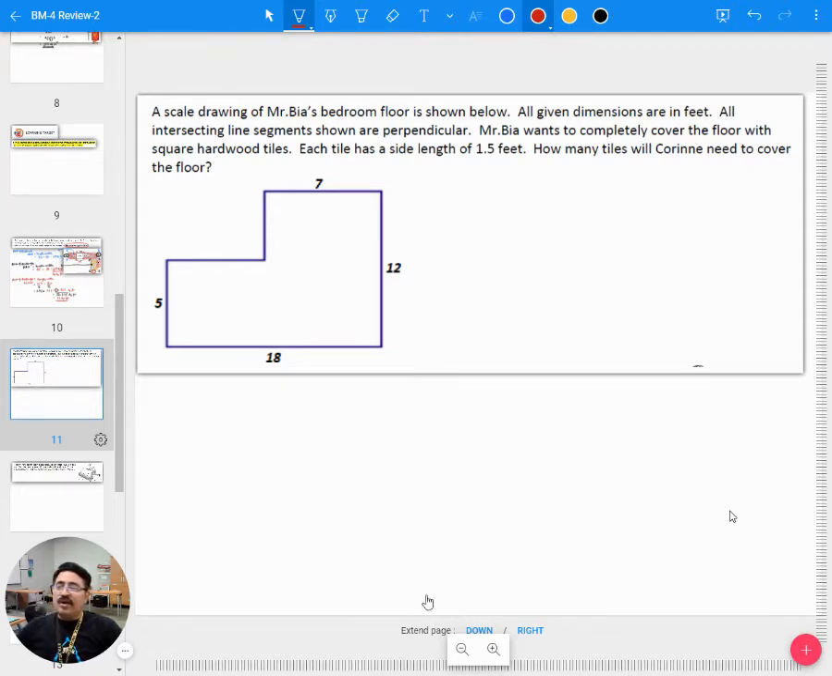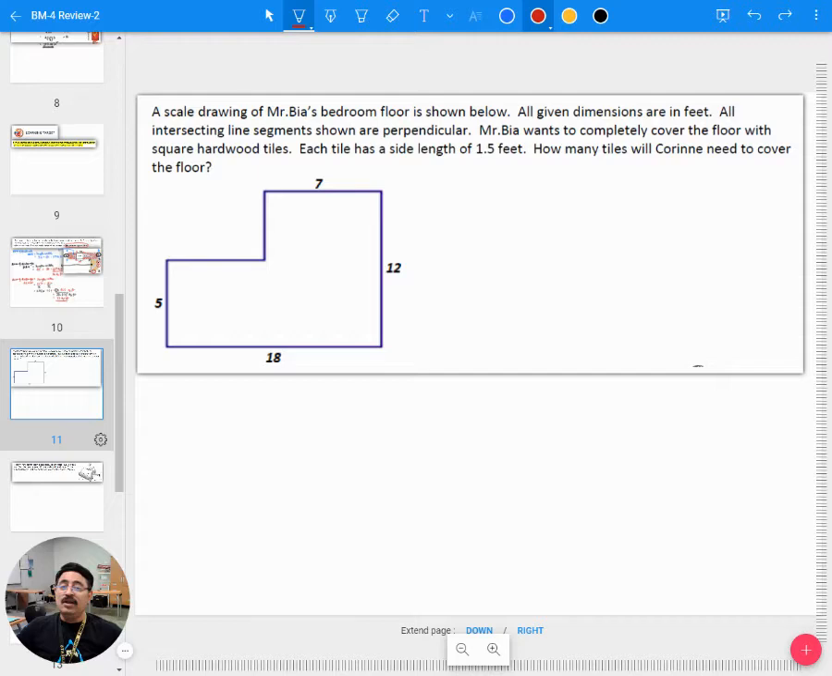A scale drawing of Mr. Bay's bedroom floor is shown below. All given dimensions are in feet. Okay, so 7 feet, 12 feet. You see that whatever the measurements are given, these all are in feet. Okay, so all intersecting line segments shown are perpendicular. Perpendicular means 90 degrees. Mr. Bay wants to completely cover the floor with square hardwood tiles, something like laminated tiles. Very good idea. Each tile has a side length of 1.5 feet.